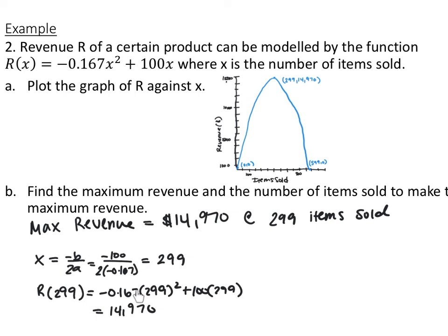I put this down here as well just because this would be how you would do it by hand if you weren't graphing it. So the x-coordinate of your vertex is negative b over 2a when you have a quadratic, so I plugged in b is 100 and a is negative 0.167, and you end up with 299 rounded to 3 significant figures. And then to find the actual maximum revenue, you would plug that back in for x, and you would find the maximum revenue to be 14,970.